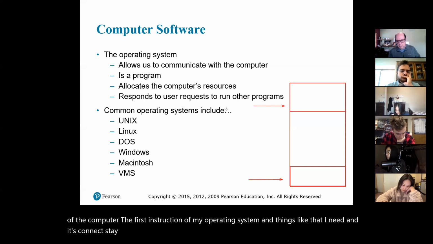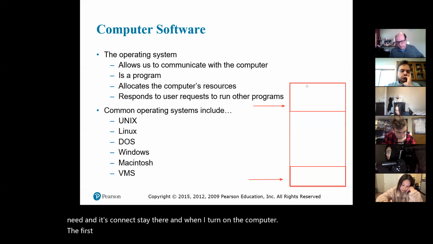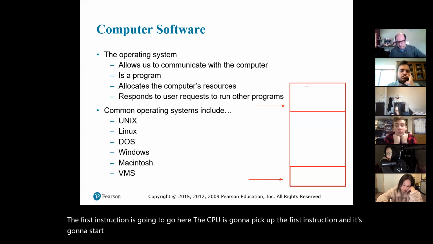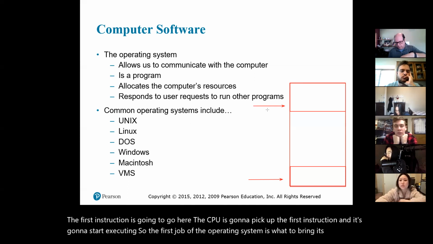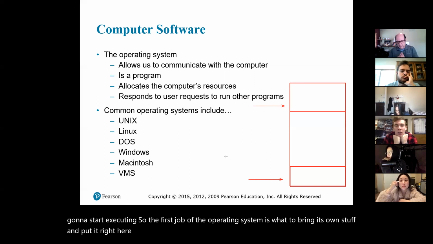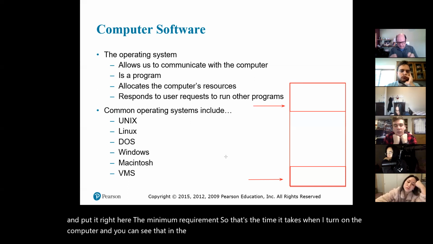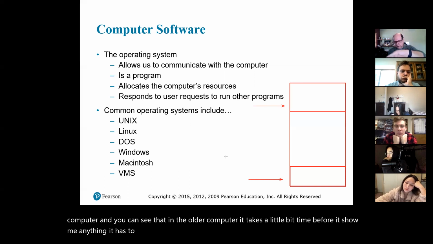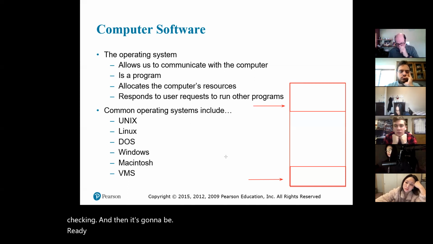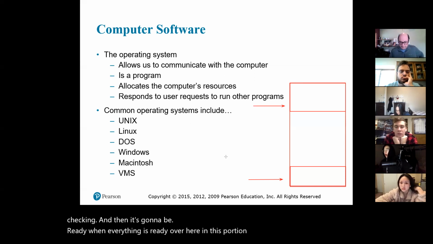And when I turn on the computer, the first instruction is going to go here. The CPU is going to pick up the first instruction and start executing. So the first job of the operating system is what? To bring its own stuff and put it right here, the minimum requirement. That's the time it takes when I turn on a computer, and you can see that in the older computers. It takes a little bit of time before it shows me anything. It has to bring the required code in this section, and then it's going to do its own checking, and then it's going to be ready when everything is ready over here in this portion of the memory.